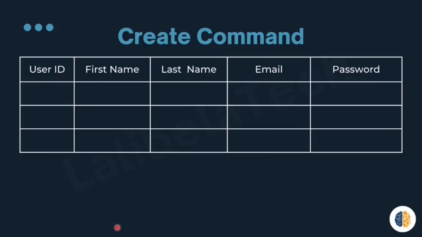Let us create this table. The table has 5 columns: user ID, first name, last name, email, and password. Let us call this table OL user, just to say online library user.